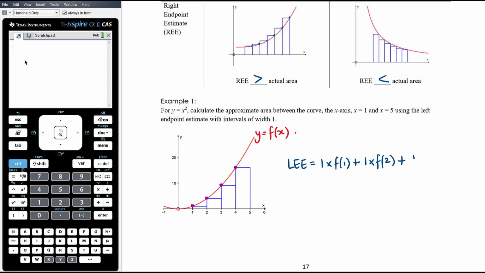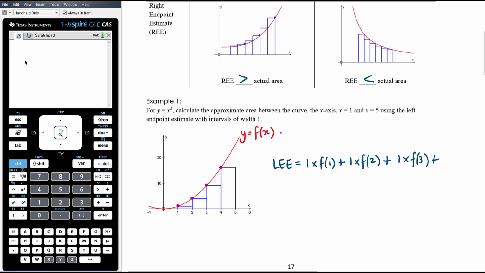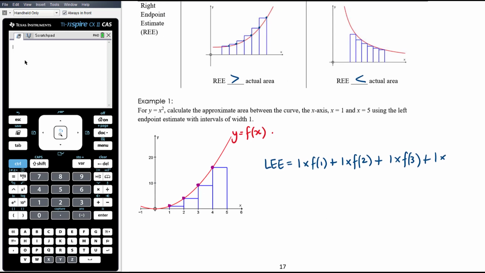The third rectangle has a width of 1 and a height that's defined by f of 3, the value of the function when x equals 3. And the fourth rectangle has a width of 1 and its height is defined by f of 4. So we need to work that out.